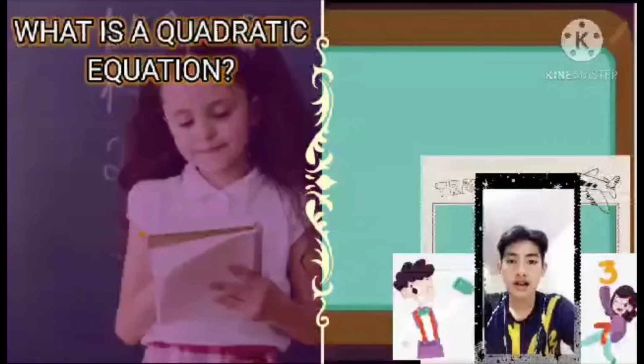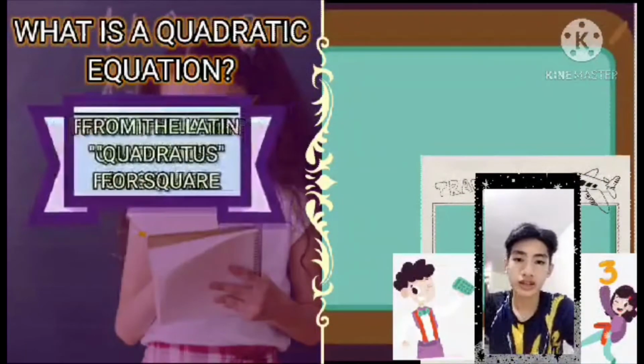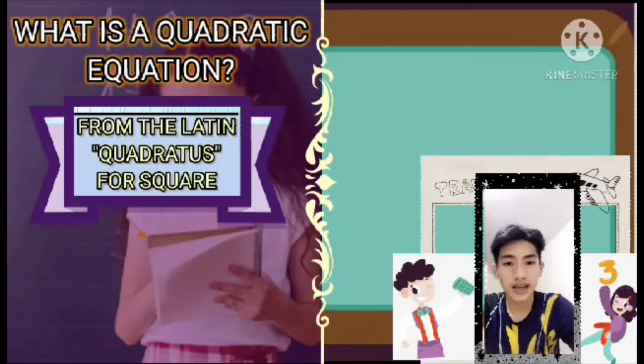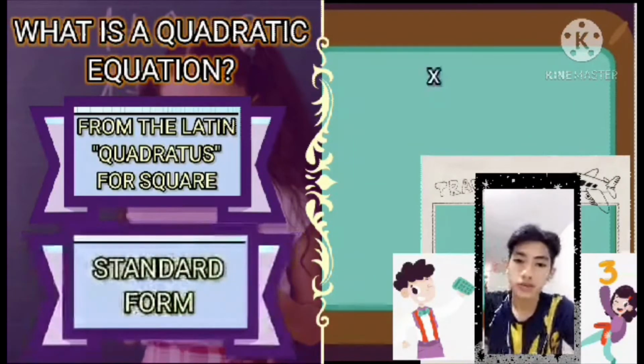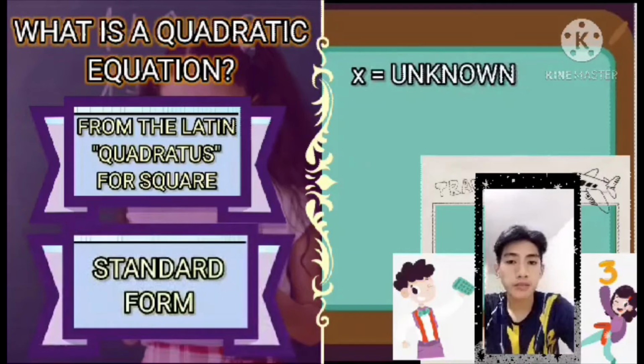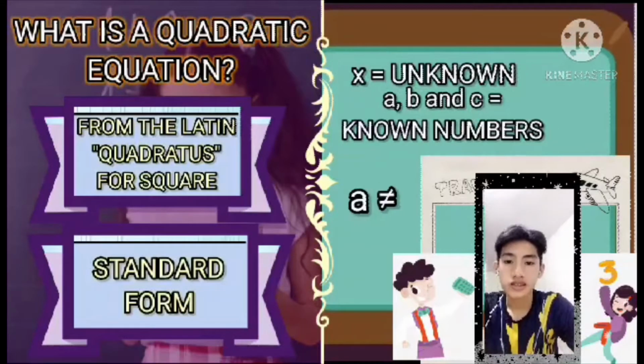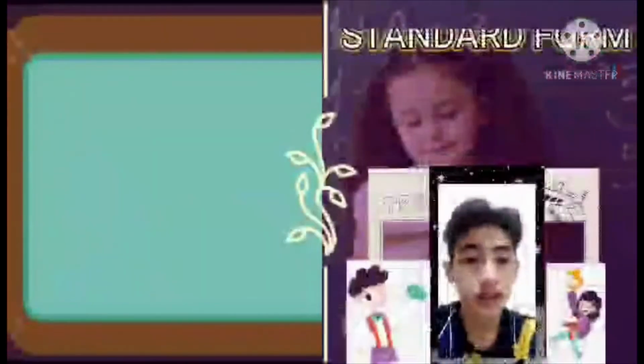In algebra, a quadratic equation, from the Latin quadratus for square, is any equation that can be rearranged in standard form, where x represents an unknown and a, b, and c represent known numbers, where a is not equal to 0. I also mentioned the term standard form.